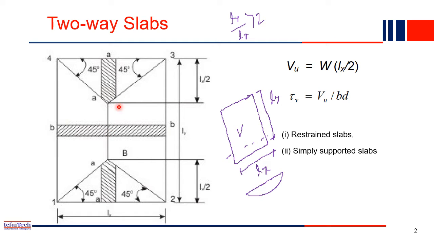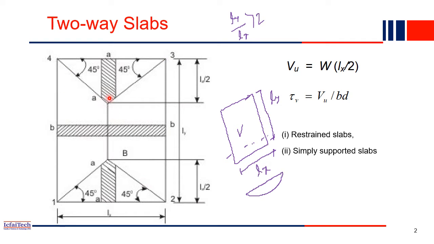As we discussed in the last class, let's see how the loads are transferred to these beams. If you consider this a slab, and this slab is resting on four beams, 1-2, 2-3, 3-4 and 4-1, these four beams are there on the four sides. So this entire slab is resting on these four beams.